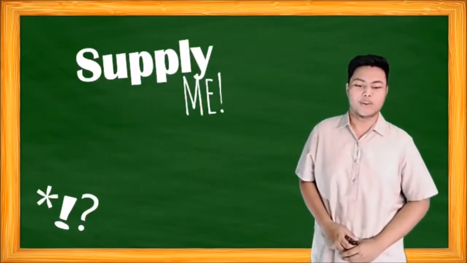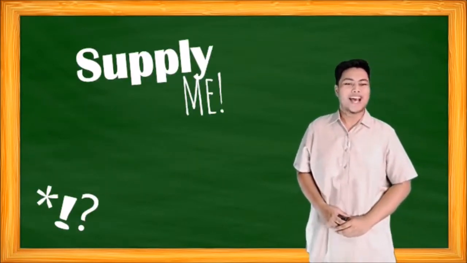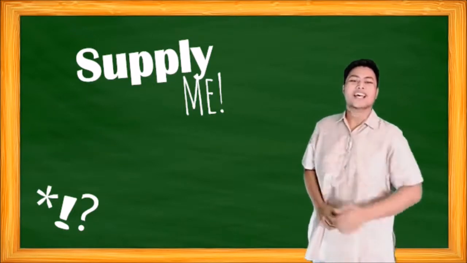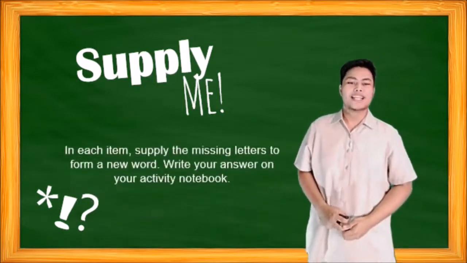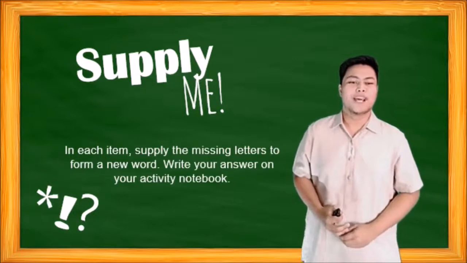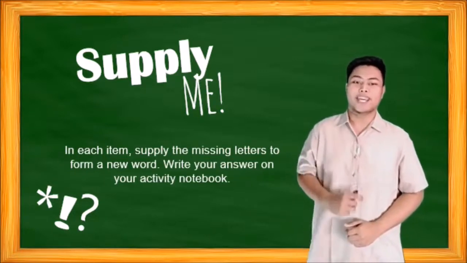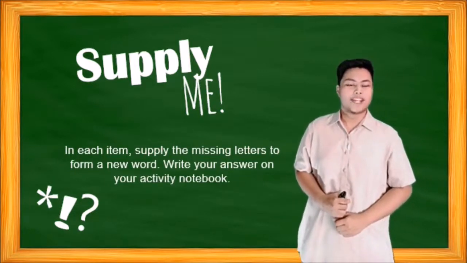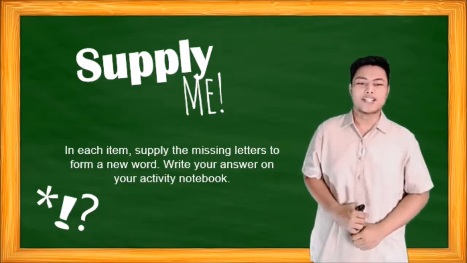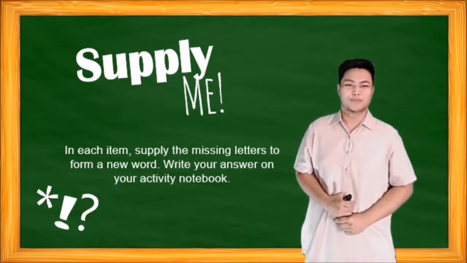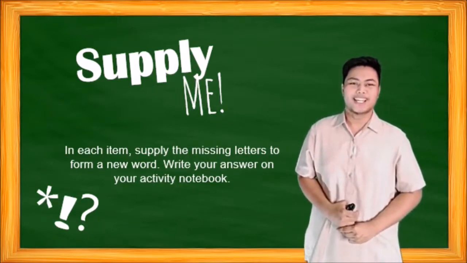So before we proceed to our discussion, let's have an activity first. It is called Supply Me. So you will just, in each item, supply the missing letters to form a new word. So you have enough time and you need to write your answer on your activity notebook. Are you ready? Okay, let's start.